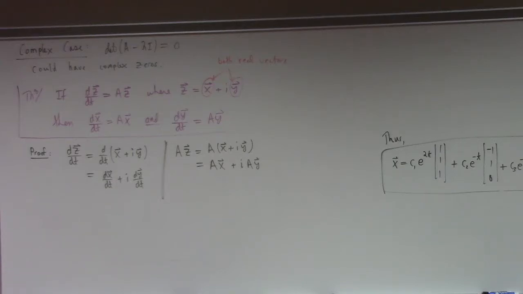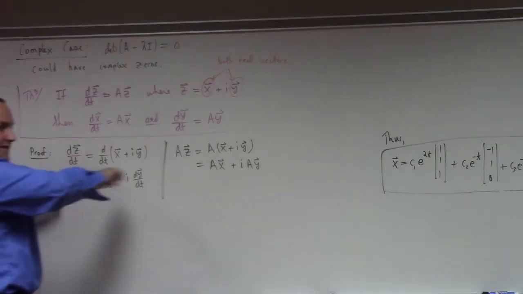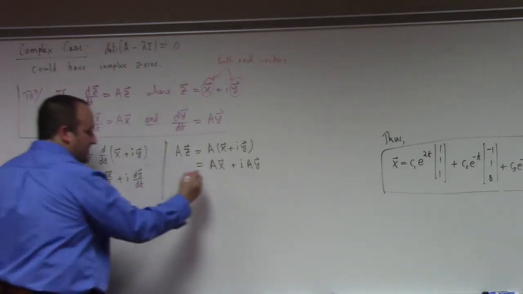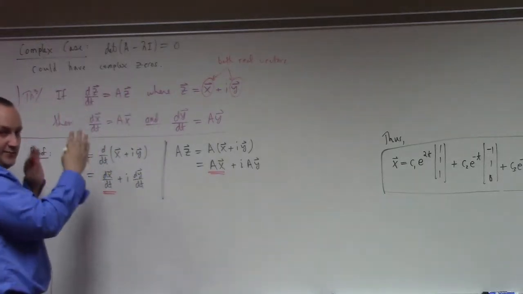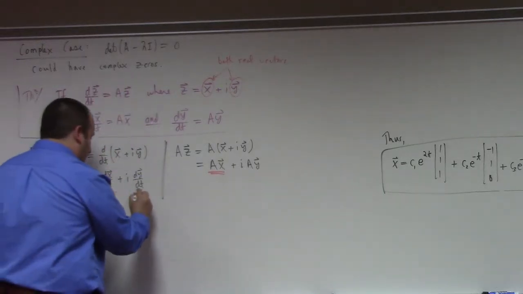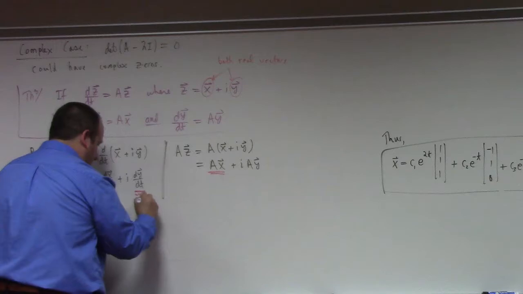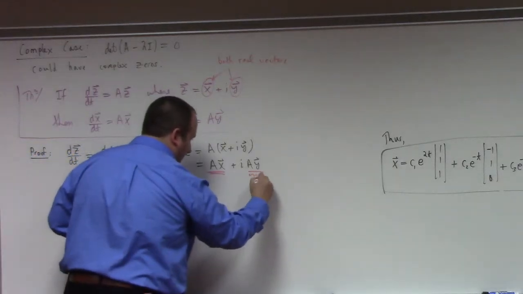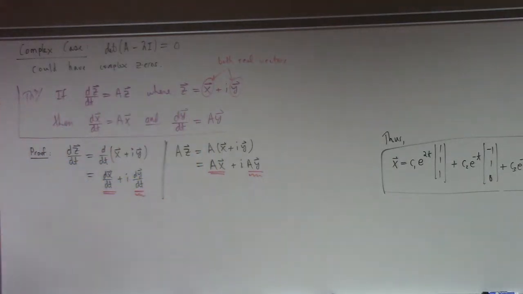Once you have all this, then if we have dz/dt equal to Az, we can equate these vector equations. We get that this piece has to equal that piece, because that's the real part of the equation, and this part has to be equal to that part, because that's the imaginary component of the equation. So from one complex vector solution, we get, guess what, 2 real vector solutions.